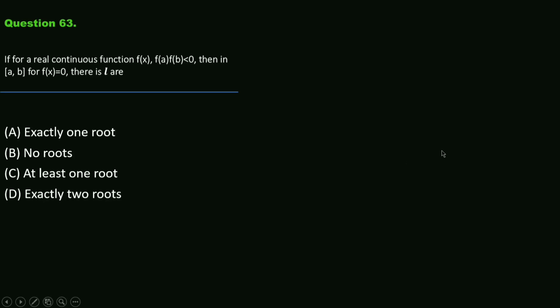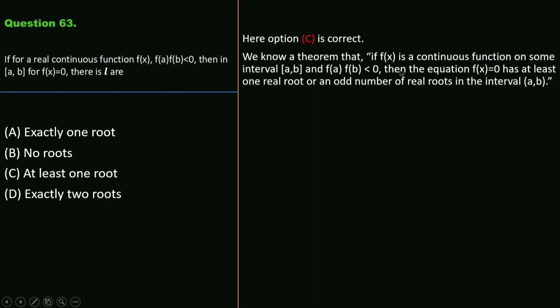So two possibilities are present, and we have to find the root. That means the curve cuts the x-axis. So here option C is correct. To answer this, there is a theorem: if f(x) is a continuous function on some closed interval [a, b], and f(a) times f(b) is less than 0, then the equation f(x) = 0 has at least one real root, or an odd number of real roots, in the open interval (a, b). So here there is at least one root. This one is the correct answer. So option C is correct.